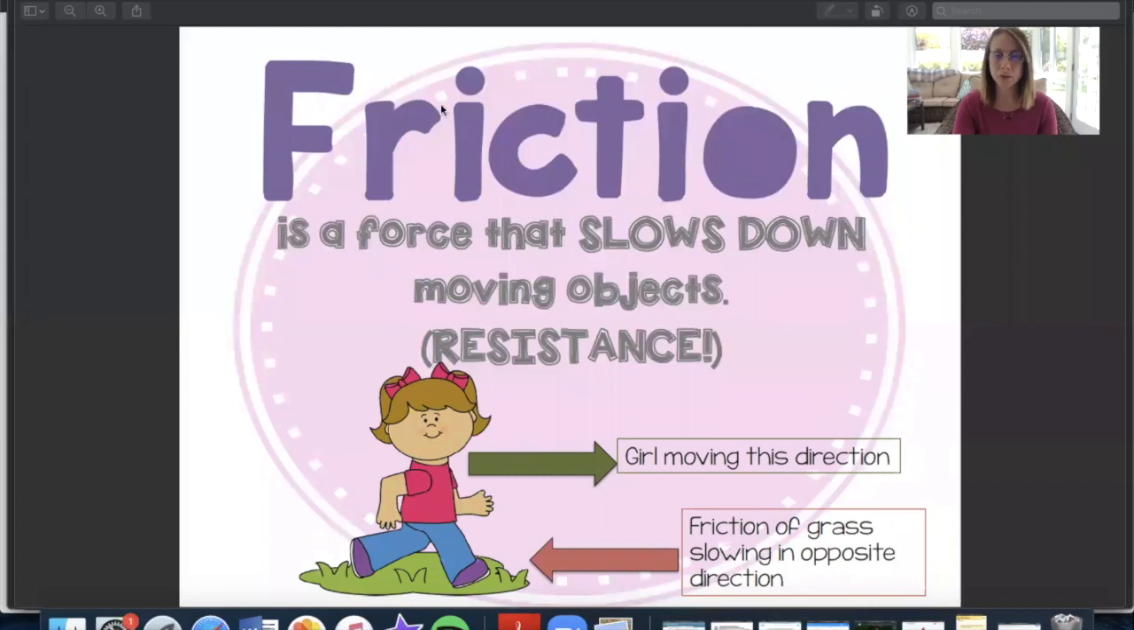Today's video lesson is going to be your last video lesson about friction. Okay, so let's just go back and review what friction is. Friction is a force, just like pushes and pulls, right? And it's a force that slows down moving objects, so it creates resistance.